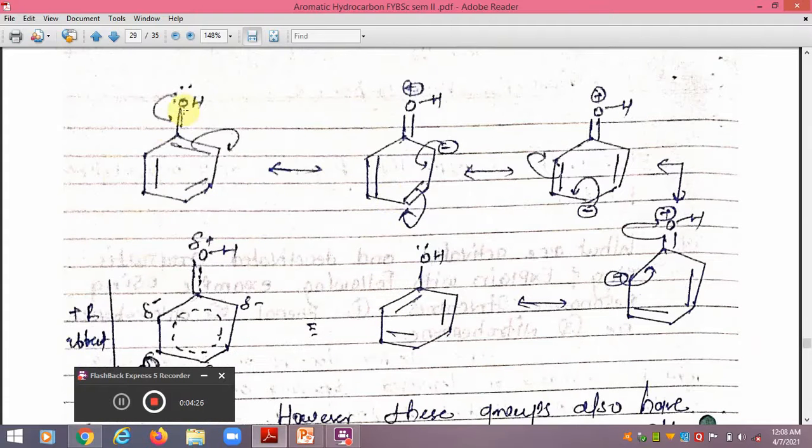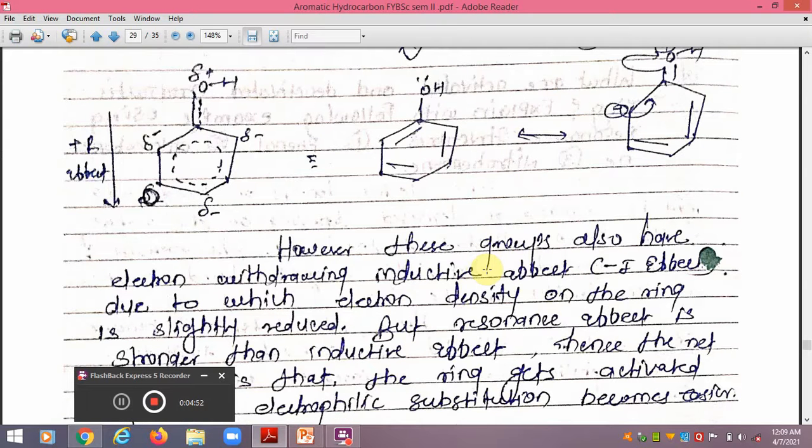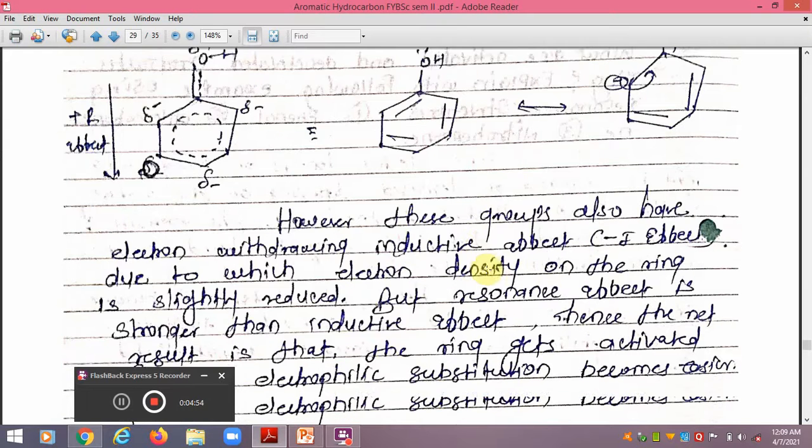So here if such types of groups are present on the benzene ring, then these groups give electron density to the benzene ring through the resonance effect, which we call delocalization of pi electrons. So here you can see there is a shifting of electron density from oxygen in the form of its unshared pair of electrons to the benzene ring, and that's why the benzene ring becomes more electron rich as compared to the unsubstituted benzene ring.